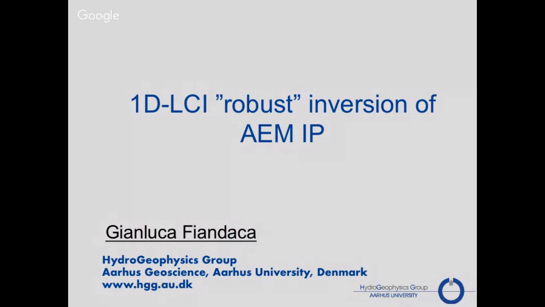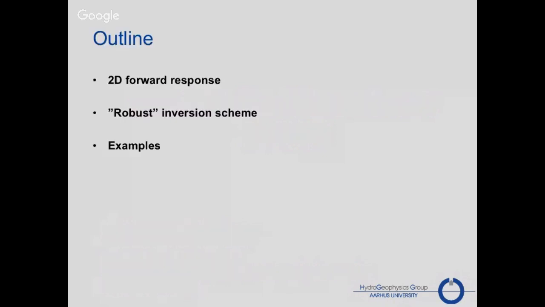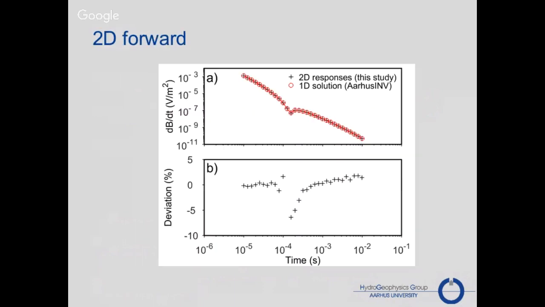So what I'm going to show you is briefly some of the things we've been doing the last year, mainly together with Sean. He's a professor from Beijing University, is downstairs. And so what we've been doing is to generate 2D forward responses for an urban system, a SkyTem-like system, in 2D, and then try to invert them with the 1D LCI, try to find a kind of robust scheme, where robust means at least not too much painful. And I'm going to show you examples.